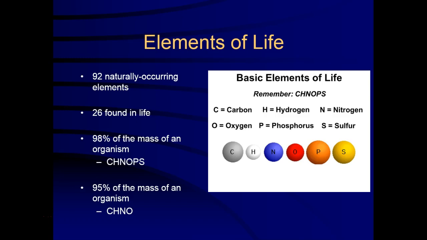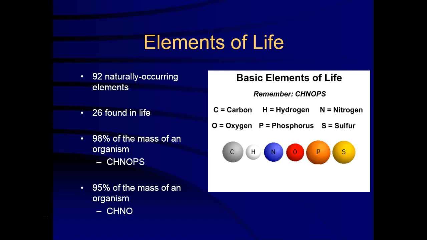So, most of our body is composed of just 6 elements. In fact, if we went and measured the mass of your body, we would find that 98% of what your body is made of is just 6 elements. Carbon, hydrogen, nitrogen, oxygen, phosphorus, and sulfur. We often use the abbreviation CHNOPS, C-H-N-O-P-S, as a representation of the 6 elements that really make up most of what you are.